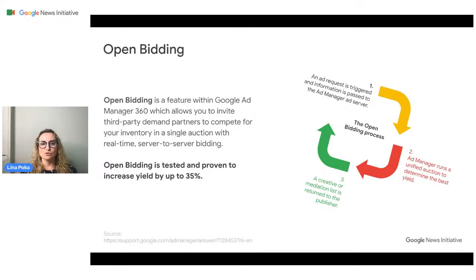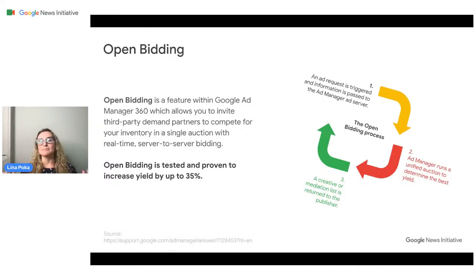Another tool that we can also utilize is open bidding. It used to be known as exchange bidding dynamic allocation, EBDA. Maybe that's a term that you're familiar with. So what is open bidding again? In very simple terms, open bidding is a type of automated bidding that has been proven to increase yields up to 35%. So it can help us up to 35%.